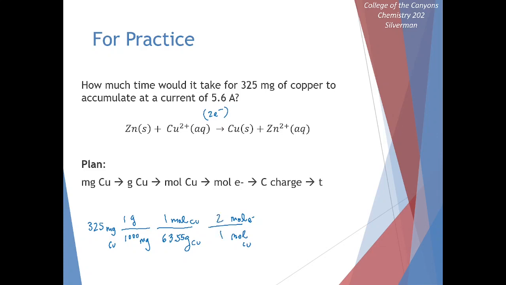Once we have the moles of electrons that are involved in this reaction, we can switch over to our coulombs of charge using our Faraday's constant. Every 1 mole of electrons carries 96,485 coulombs of charge. Lastly, we can convert over to units of time using our current. Amperes is the same thing as coulombs per second. Every 1 second corresponds to 5.6 coulombs of charge being moved around. We can plug this into our calculator and figure out our answer. It only will take a few minutes for this to happen.